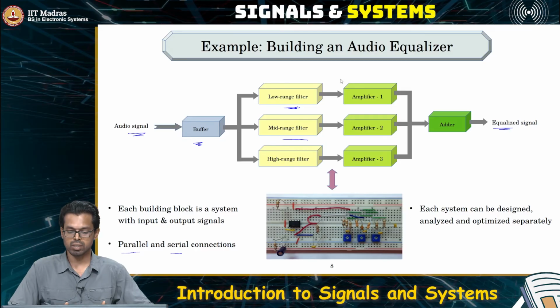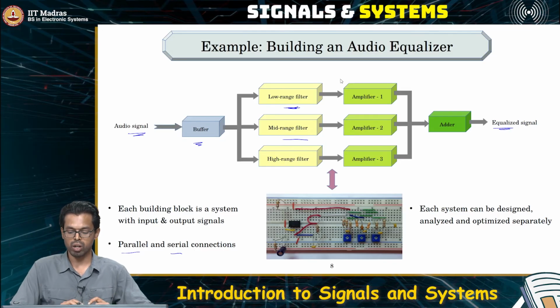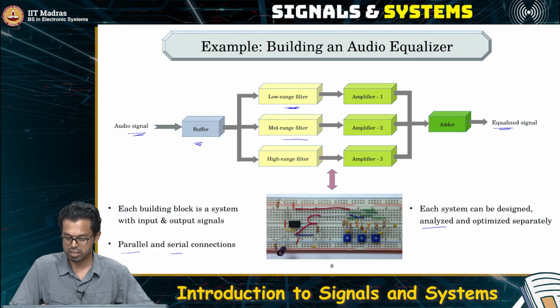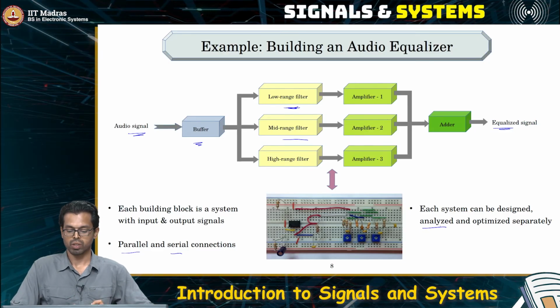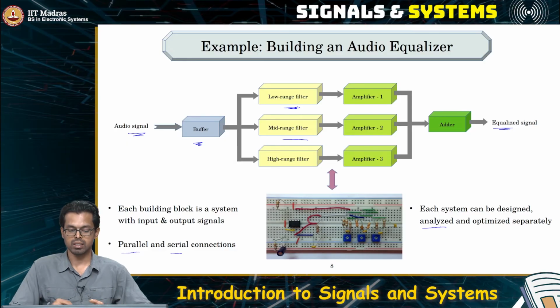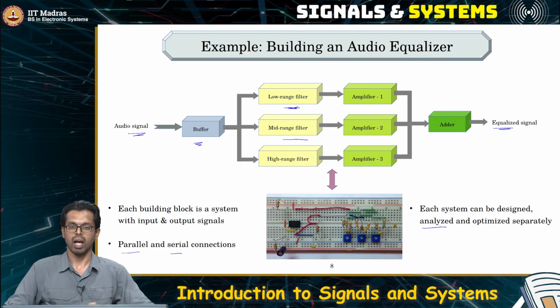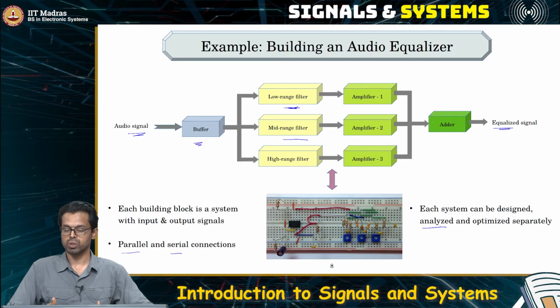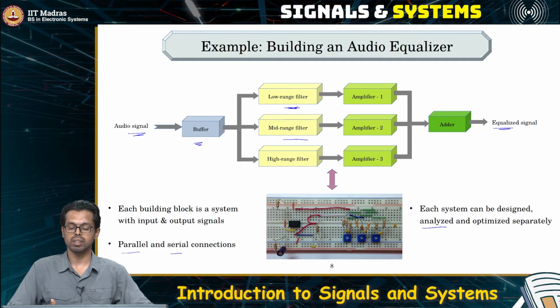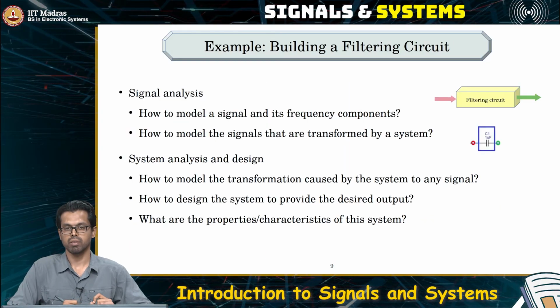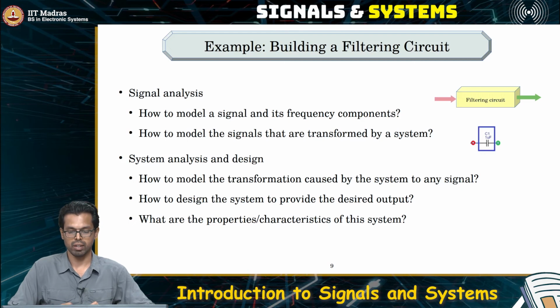If you want to analyze the system, you can go to these smaller individual blocks, these building blocks, and we can analyze them separately. So if you want to analyze this entire system, it's not necessary that you have to know everything end to end. You can just take one block, analyze it, and the moment you know how to analyze it, you can optimize it and then get the best possible design. Now, for example, take the small building block there, a filtering circuit.